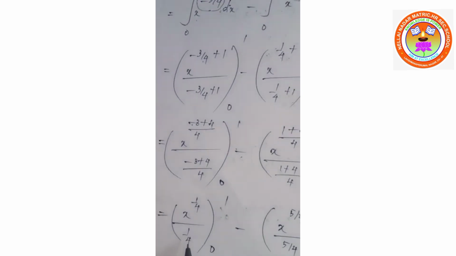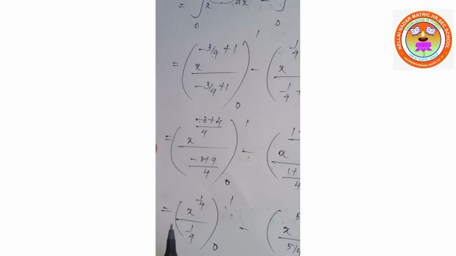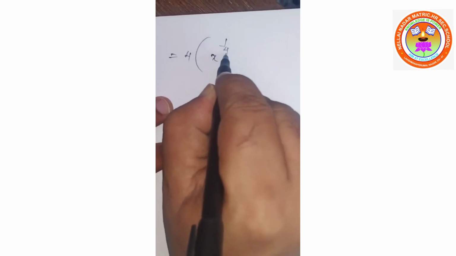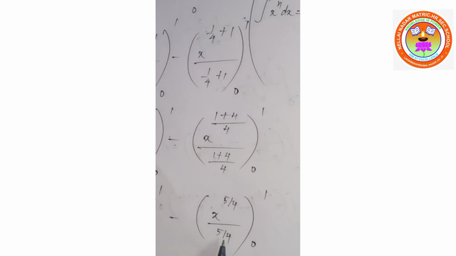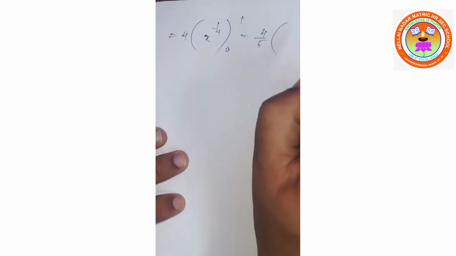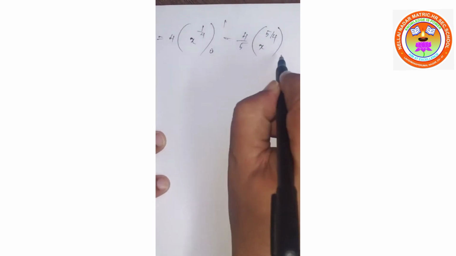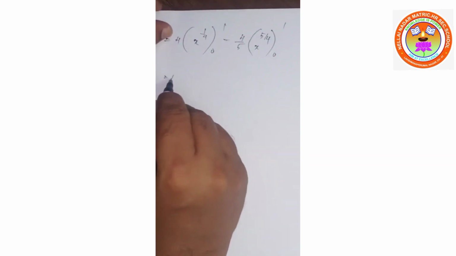1 by 4 which is in the denominator comes to numerator, you have to write the reciprocal. What is the reciprocal of 1 by 4? 4. Right, 4 into x power 1 by 4, limit 0 to 1. Like that, 5 by 4 which is in the denominator, when it comes to numerator you have to write the reciprocal. 5 by 4 reciprocal is 4 by 5, minus 4 by 5 into, which one is left out? x power 5 by 4, limit 0 to 1. 4 write as it is.